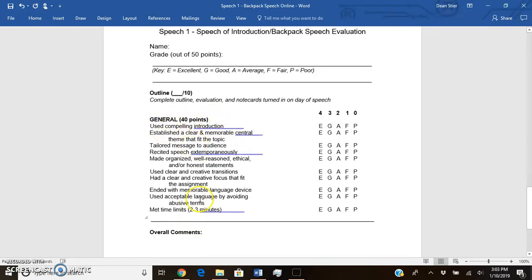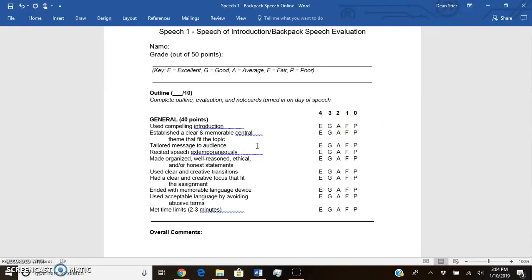Also, getting into the general guidelines for the speech. As you can see, it's graded on a 4, 3, 2, 1, 0 scale here. So it says excellent is for the E, G is good, A is average, F is fair, and P is poor. So if you use a compelling introduction, you're probably going to get a 4, 3.5, or a 3. If you just use an introduction and it wasn't compelling, maybe you'll get a 2. But if you forgot an introduction altogether, you probably get a 0 there. Also, make sure you establish a clear and memorable central theme. Like I talked about, that's your thesis statement.